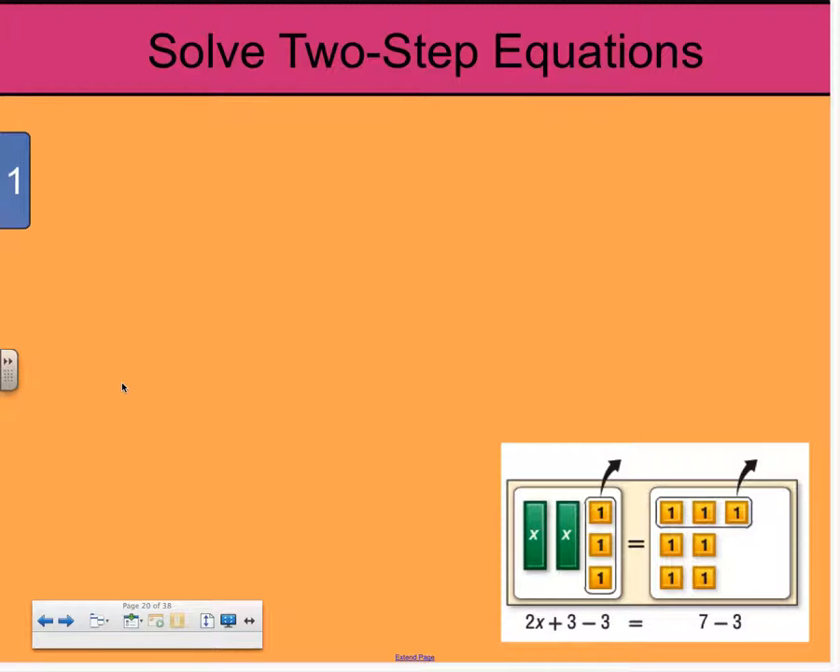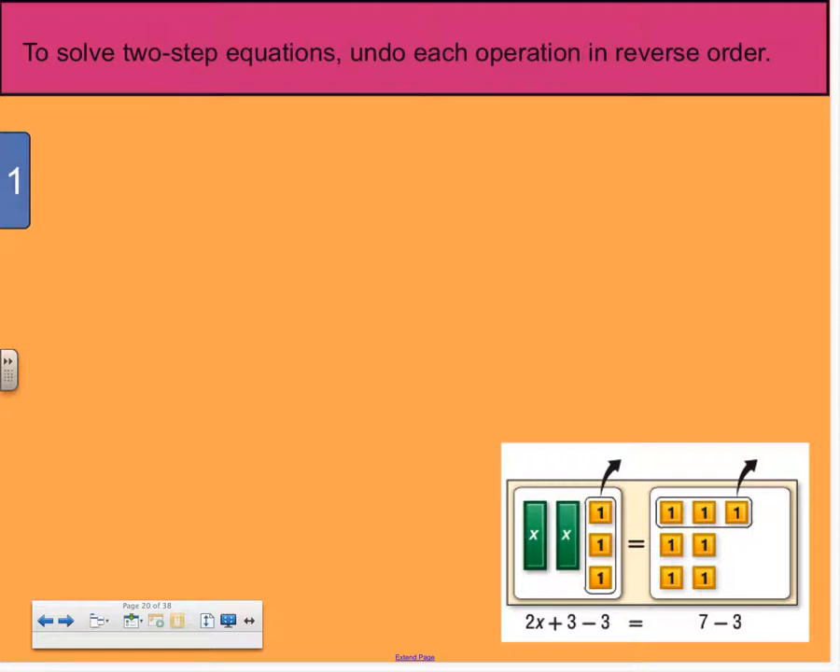Usually you want to take care of the equation or the number that's being added or subtracted first, all right? But what's the advice that we can have for solving two-step equations? Okay, read this with me. To solve two-step equations, undo each operation in reverse order, okay?